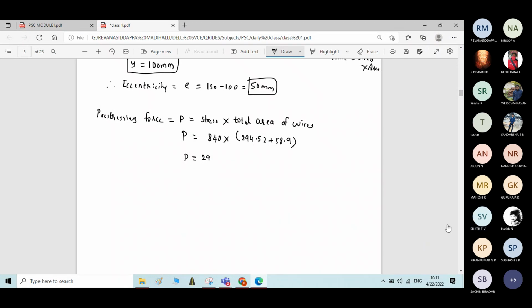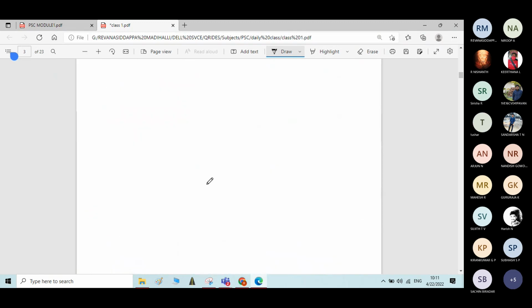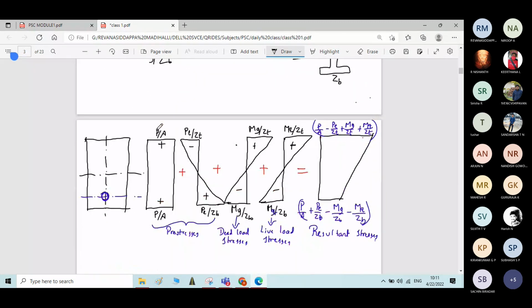Yes, sir. Okay, so the answer is 296.8 into 10 power 3. You might have got the answer already. Check it. 296.8 into 10 power 3 Newton is the prestressing force. Now, in the previous case, we have seen P by A, P by ZT, mg by ZT, correct? So now we got the prestressing force.